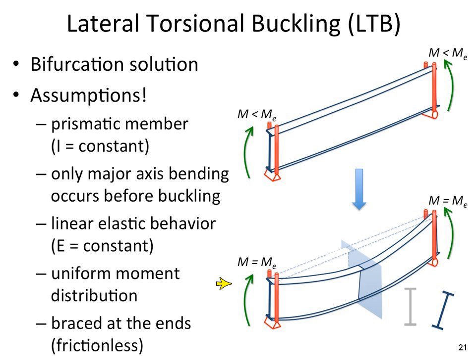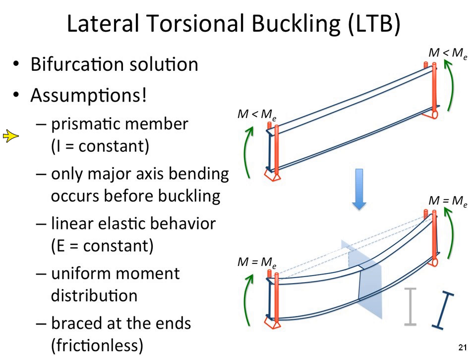And again, I'm trying to show you that lateral torsional buckling mode. So we're going to develop that theoretical M sub E, in which we finally move from no lateral torsional buckling to a beam that is laterally torsionally buckling. Now to do that, we need to make some assumptions.